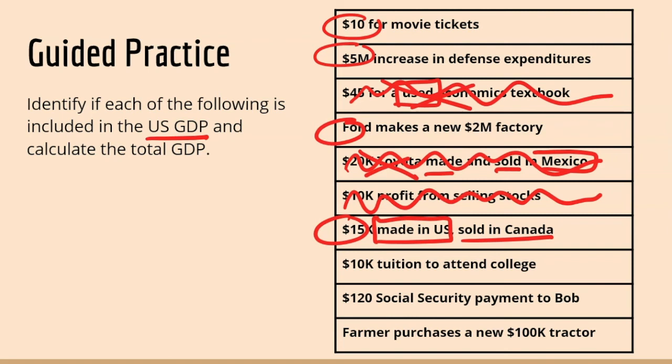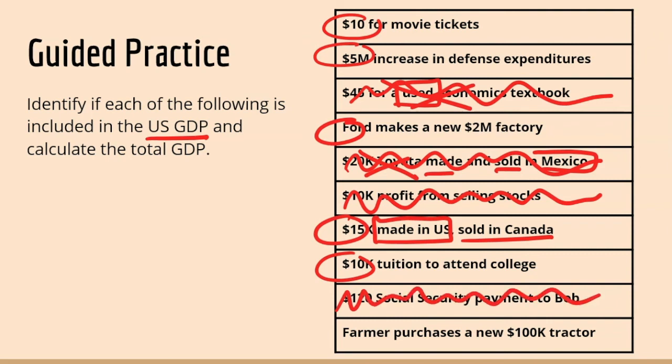A $10,000 tuition to attend college, that is also part of our GDP, right? Tuition can be considered to be a part of consumer spending. Social Security payments is not, right? That is considered to be a non-production transaction.